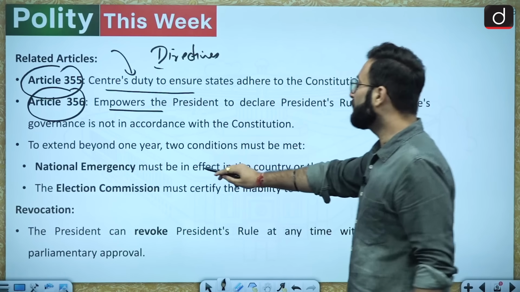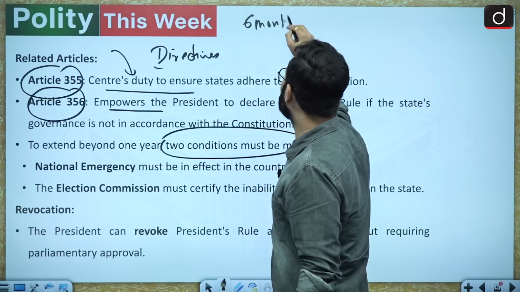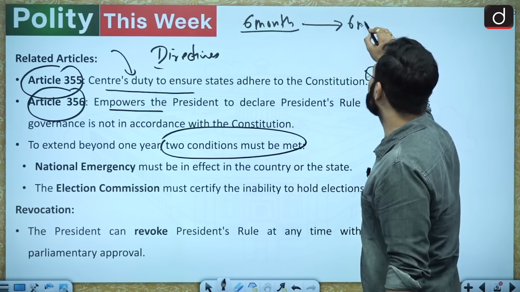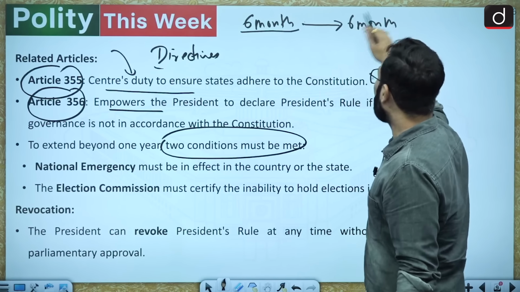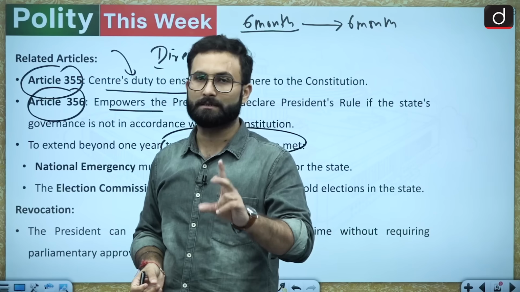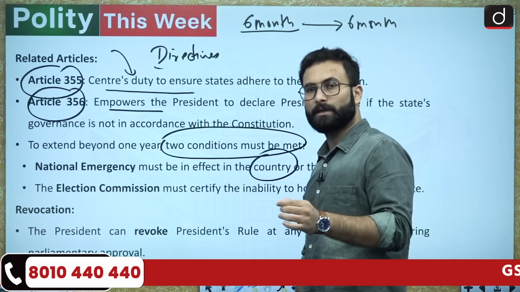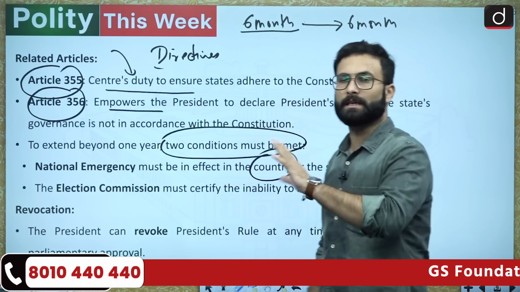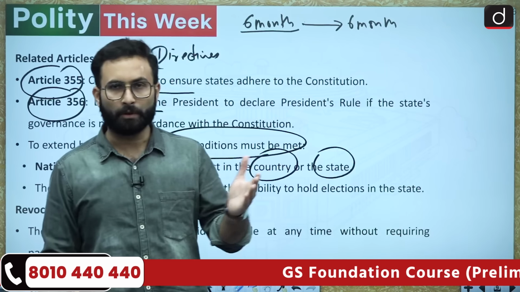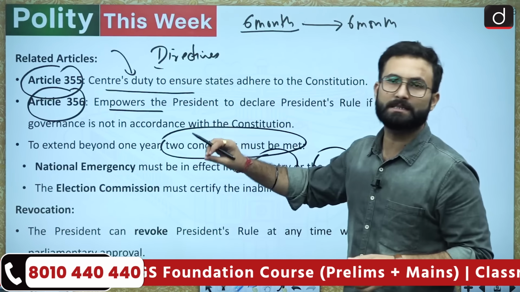To extend beyond 1 year, 2 conditions must be met. We have seen that 6 months will be there after the proclamation. Then you can go for the parliamentary approval for the next 6 months, again you can go for it. Then after 1 year, if you have to go for the president's rule, okay, then there should be two conditions. One is that national emergency must be in effect in any part of the country or the whole country or in the state. Okay, so if there is a national emergency which is there in the whole country or the part of the country or the state, in that case you can go for the extension of the president's rule.